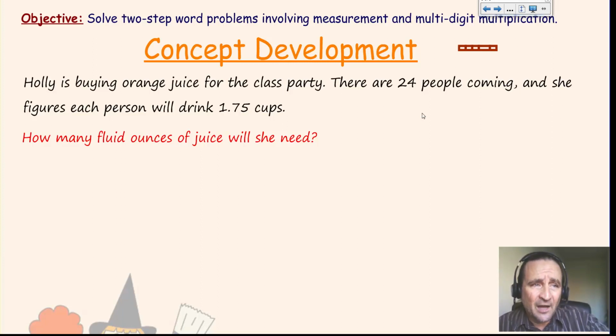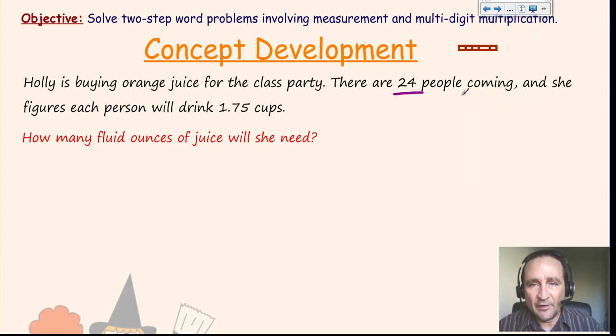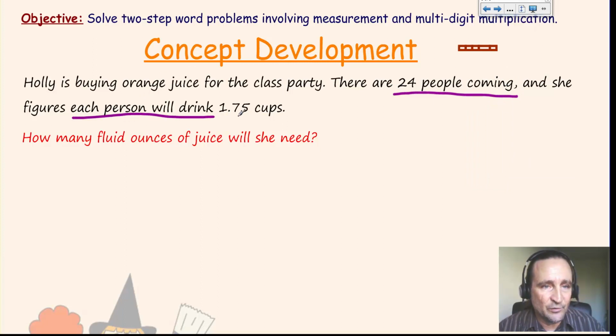So when I look at it, Holly is buying orange juice for the class party. There are 24 people coming, and she figures each person will drink 1.75 cups. To really get a good understanding, I'm going to underline that 24 people are coming, and each person, this is key here, will drink 1.75 cups. It says, how many fluid ounces of juice will she need?